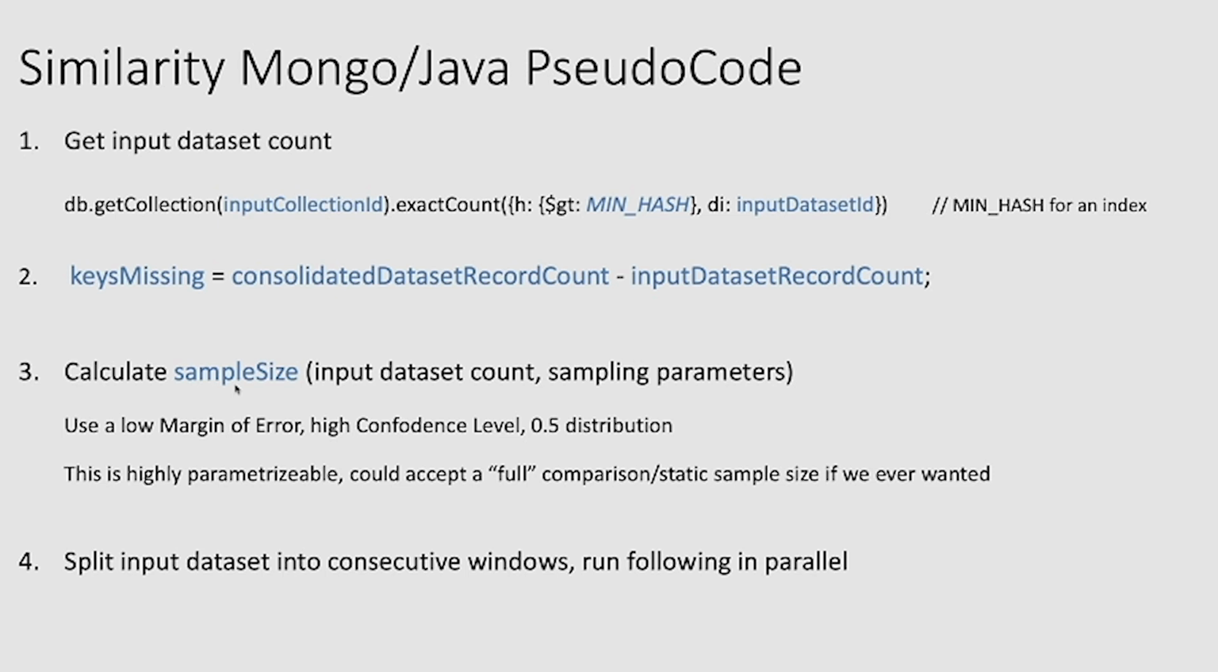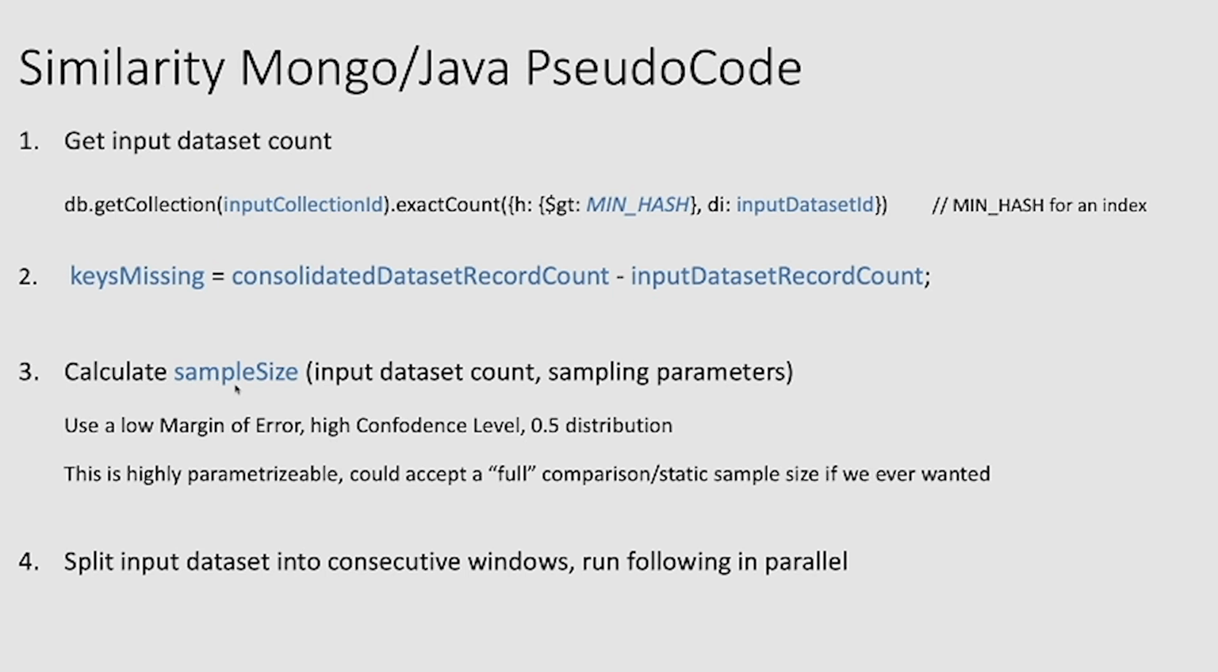Calculate our sample size for a given input data set. Use a low margin of error and a high confidence level and a 0.5 distribution. I'm using the population proportion formula for sample sizes. It's a pretty commonly used one when it comes to sampling against data sets. This is also highly parameterizable at this step.